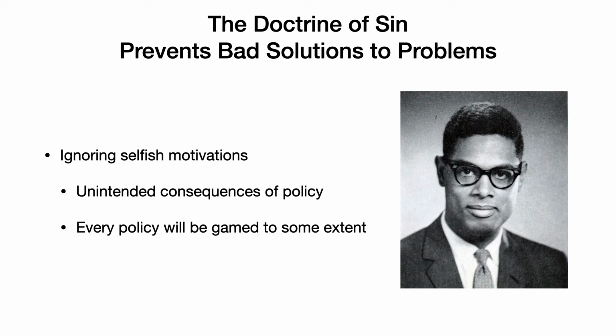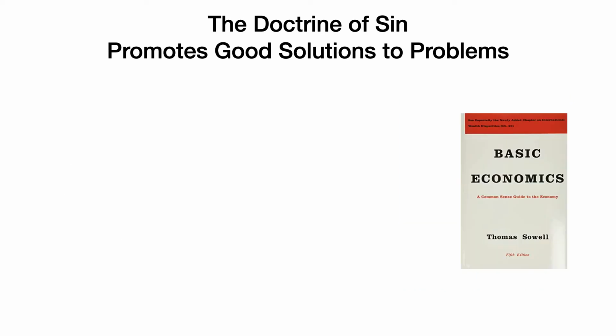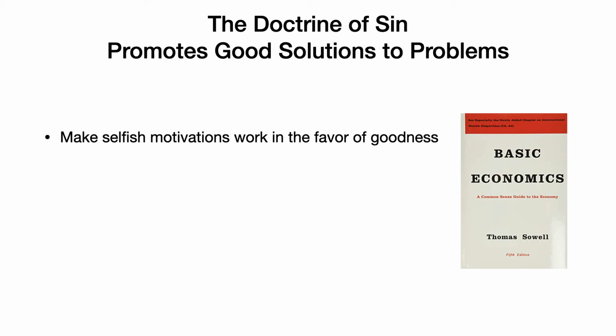So the doctrine of sin, though, doesn't just prevent bad solutions to problems, it also promotes good solutions to problems. The thing that the doctrine of sin will do, if you use it well, is it'll make selfish motivations work in the favor of goodness. Basically, the way it does this is by immobilizing the selfish motivations by putting them in tension with other things, so that the selfish motivations essentially cancel out. Again, because the selfish motivations are very predictable.